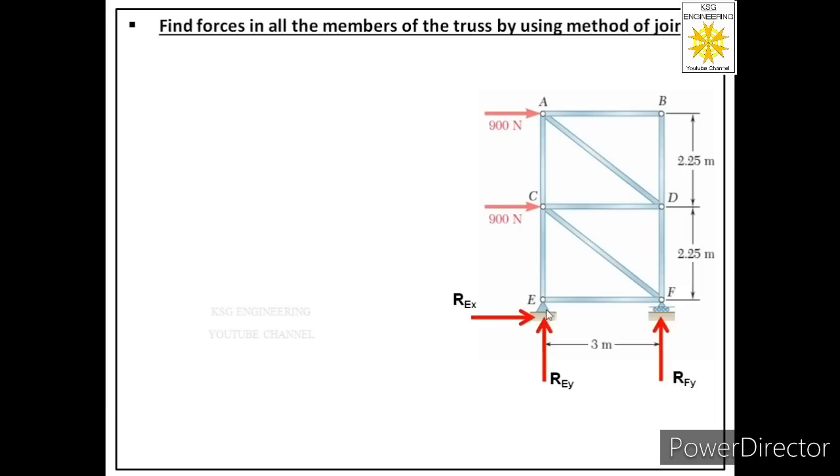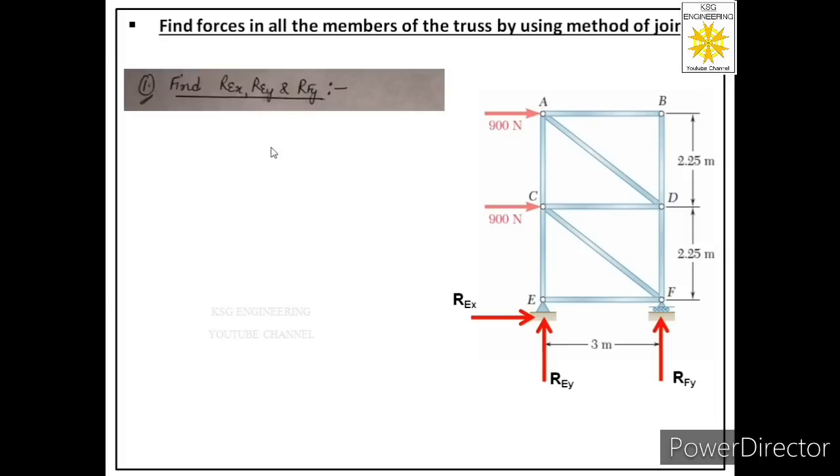So first step is identify the supports in the truss. Second step is label the reactions provided by those supports. Now in the next step we will apply equations of equilibrium, that is summation Fx equal to 0, summation Fy equal to 0 and summation M equal to 0 in order to find the values of these three unknown reactions. So let us start with the next step. So we have to find REx, REy and RFy.